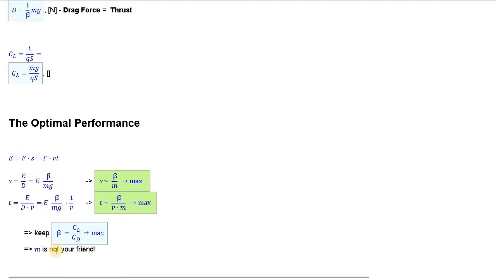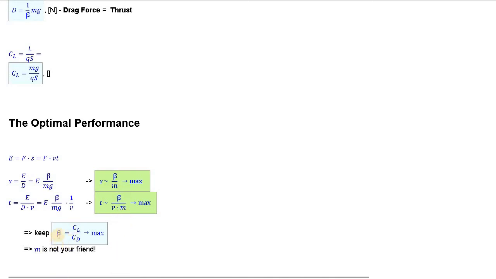So the simple conclusion is that what we would like to have is maximum ratio between lift coefficient and drag coefficient. So beta has to be maximized. And the second conclusion is that mass is not your friend. Keep it small.